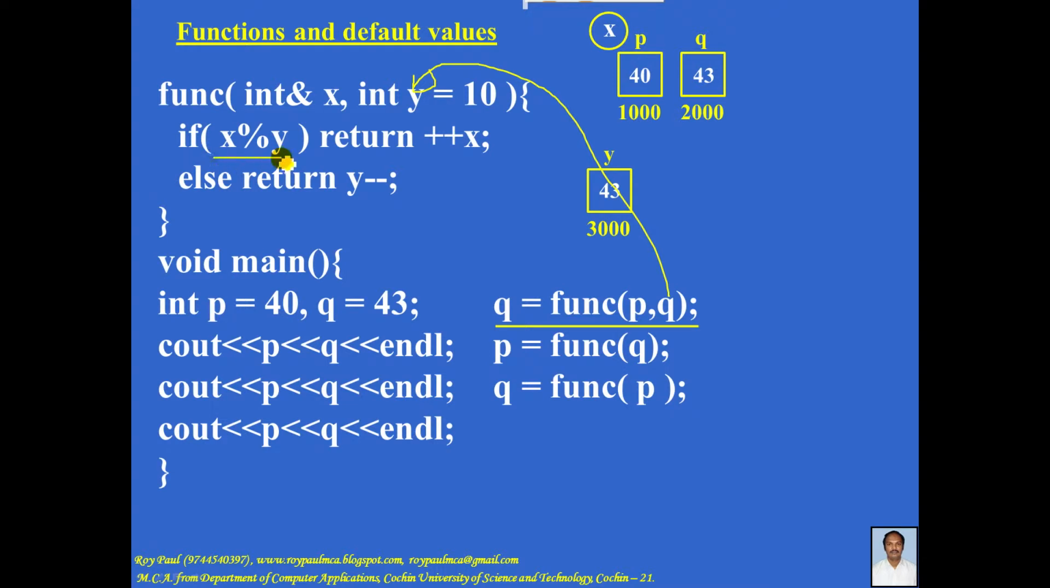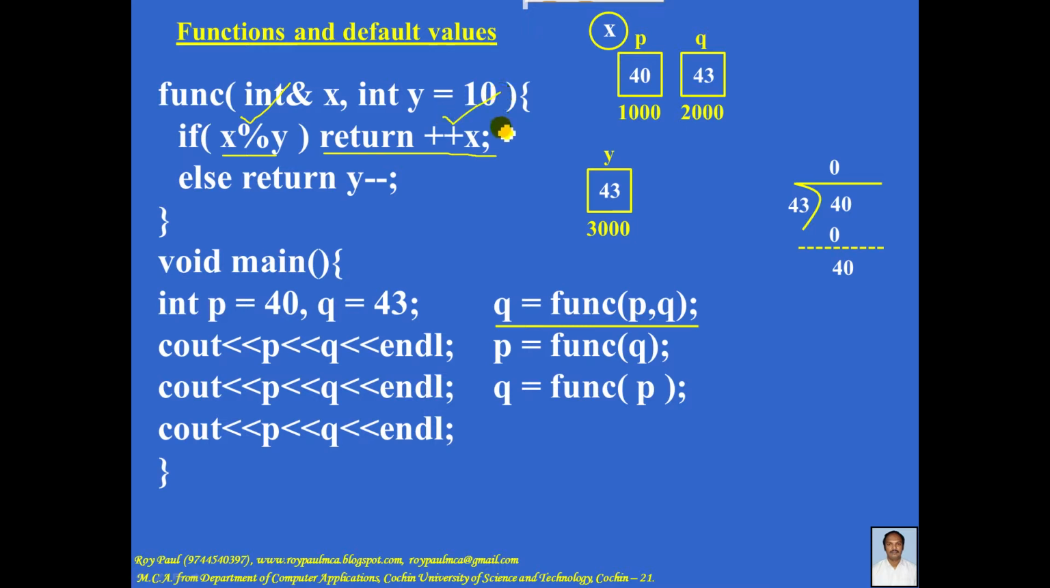Now inside, x modulo y, what is x? x is 40. What is y? 43. So 40 modulo 43. When you divide 40 with 43, the remainder is 40. Because 0 into 43 is 0, the remainder is 40. If I simply write x modulo y, the condition tested is not equal to 0. If I write exclamatory mark x modulo y, the condition tested is equal to 0. So here it is not equal to 0. So 40 not equal to 0, condition true, this statement will be executed.